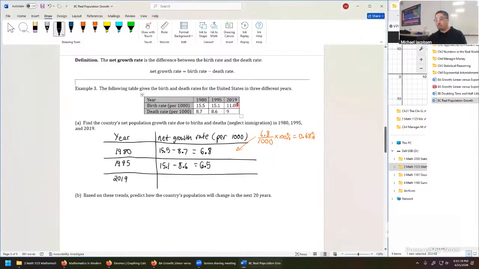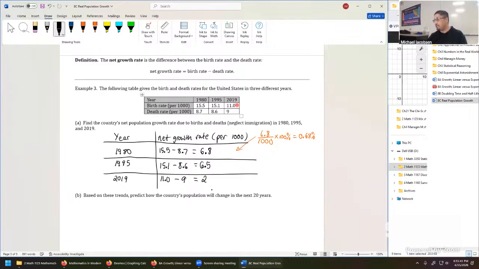But yeah, the data for the USA is kind of shocking when you get to 2019. It makes us wonder what happens if this table extended to 2026 or 2030. But going as far as 2019, right when the COVID-19 virus was hitting, our net growth rate was 11.0 minus 9. Really don't need a calculator for that.